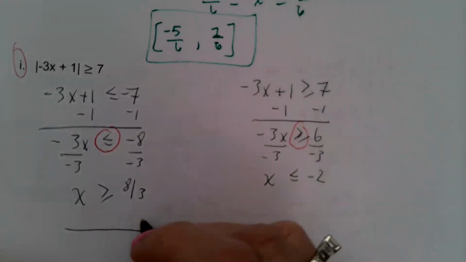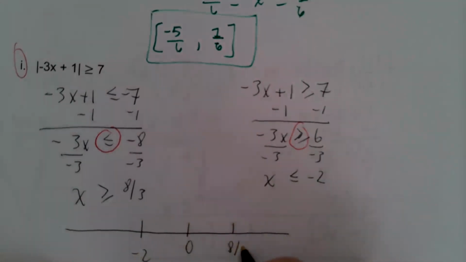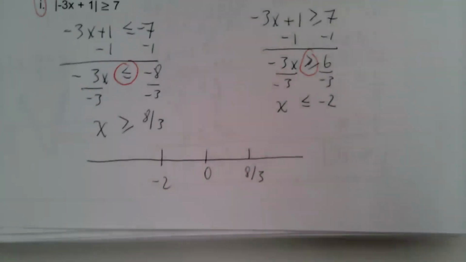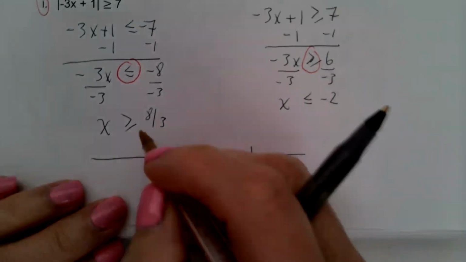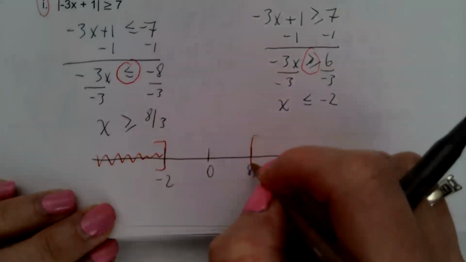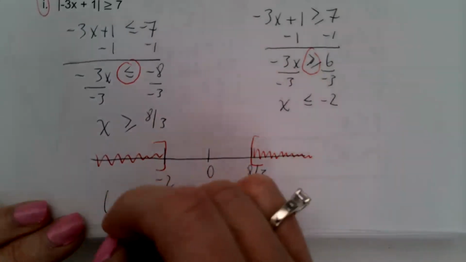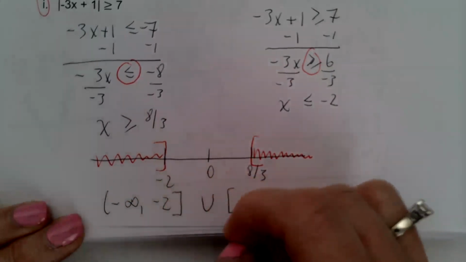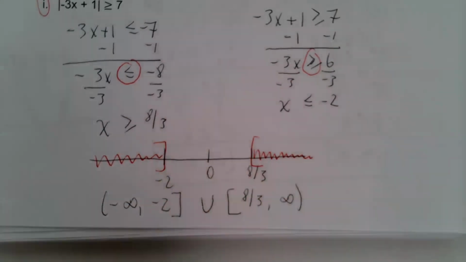So that means our negative 2 will be on the left. We've got 0 in the middle and then 8/3 on the right. Because we're including with the less than or equal to and greater than or equal to, we are less than or equal to a negative 2 this way and greater than or equal to a positive 8/3 this way. So we have negative infinity up to a negative 2 with a bracket, union, a bracket 8/3 to positive infinity.